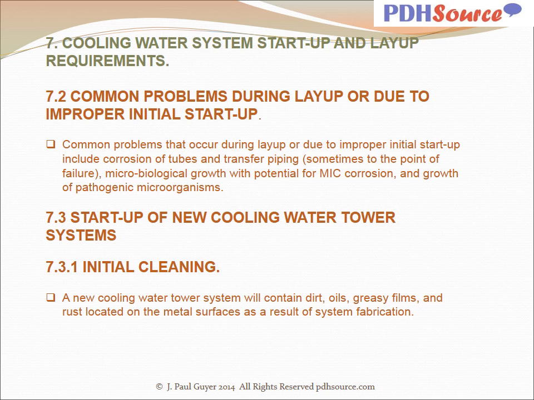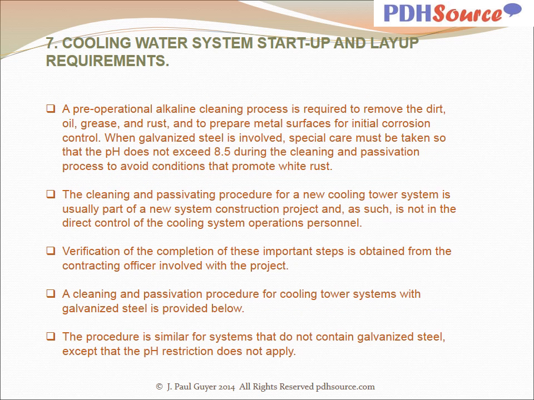With regard to the startup of new cooling water tower systems, the initial cleaning: a new cooling water tower system will contain dirt, oils, greasy films, and rust located on the metal surfaces as a result of system fabrication. A pre-operational alkaline cleaning process is required to remove the dirt, oil, grease, and rust, and to prepare metal surfaces for initial corrosion control. When galvanized steel is involved, special care must be taken so that the pH does not exceed 8.5 during the cleaning and passivation process to avoid conditions that promote white rust.